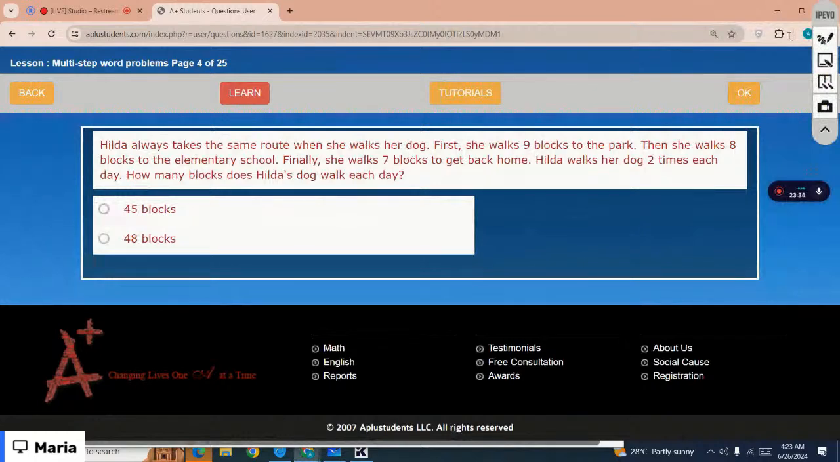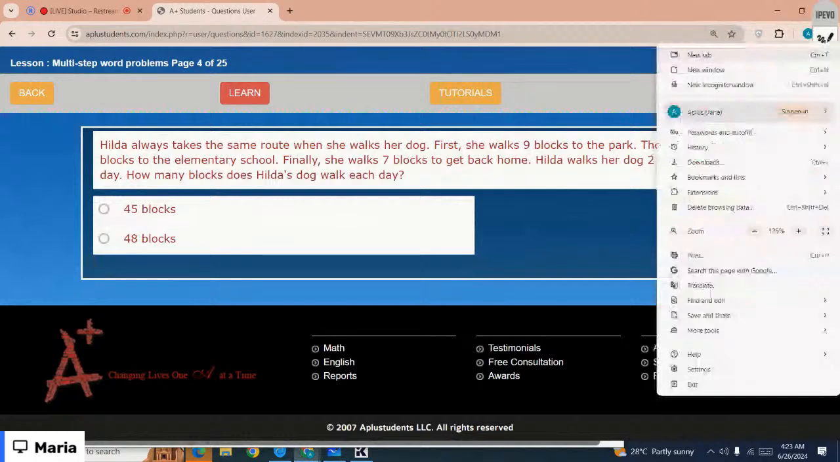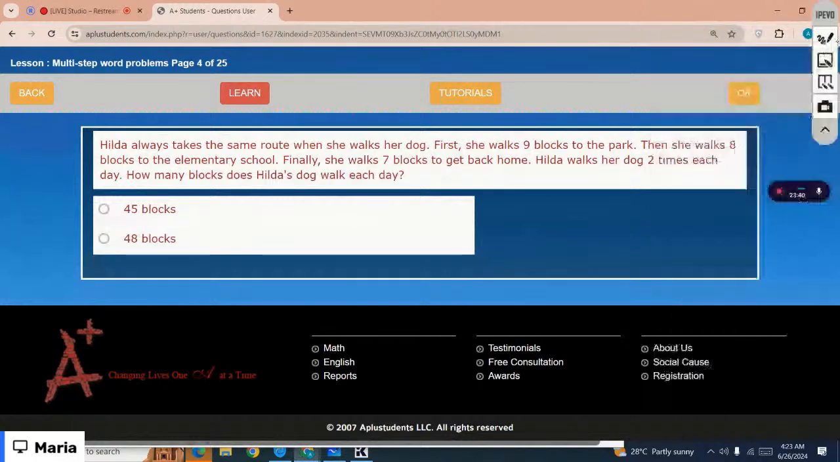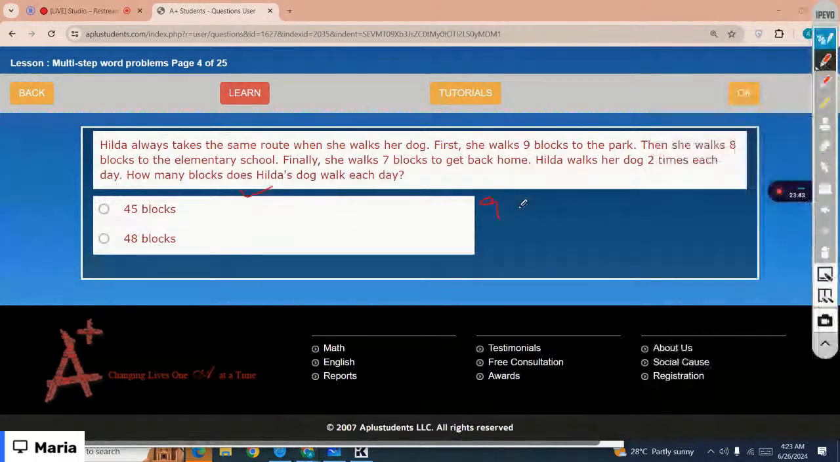Hilda always takes the same route when she walks her dog. First, she walks 9 blocks to the park. Then she walks 8 blocks to the elementary school. Finally, she walks 7 blocks to get back home. Hilda walks her dog 2 times each day.